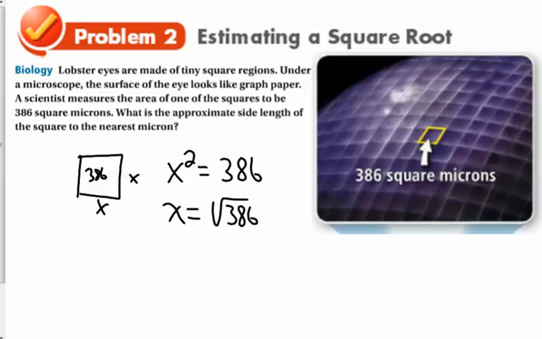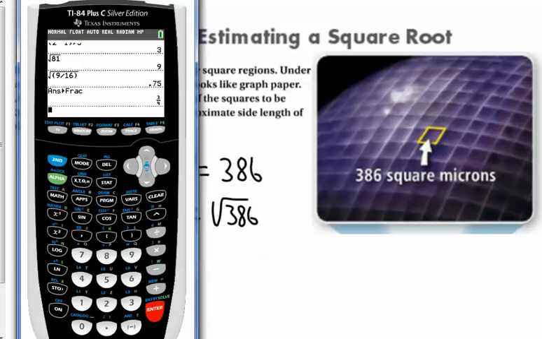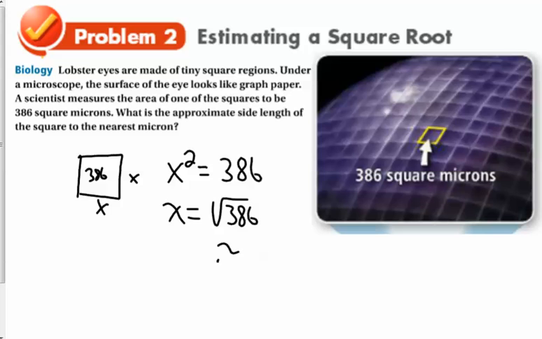Now the square root of 386 is not a pretty number, so I'm just going to grab my calculator and go second square root 386. And I hit enter, and I get 19.64, so I could say approximately 19.64 microns. I don't know what a micron is, but it sounds pretty cool.